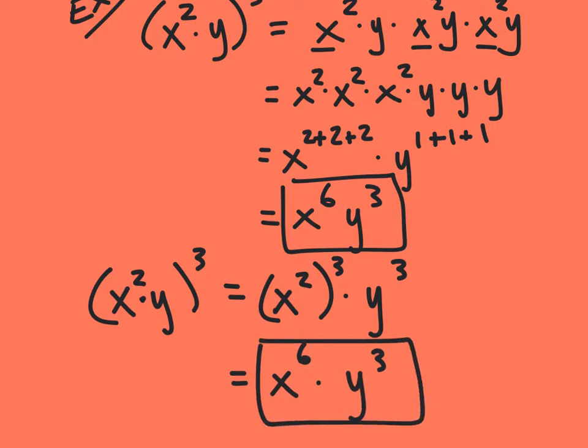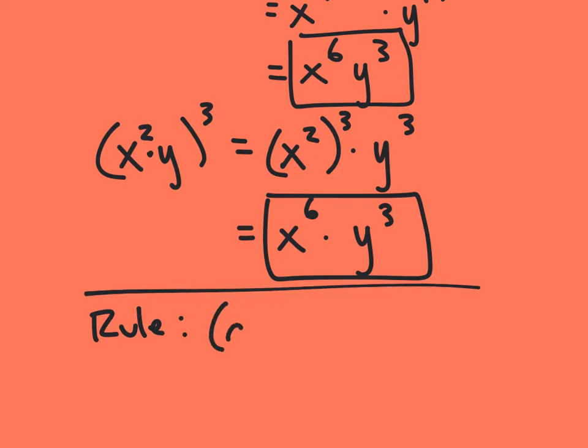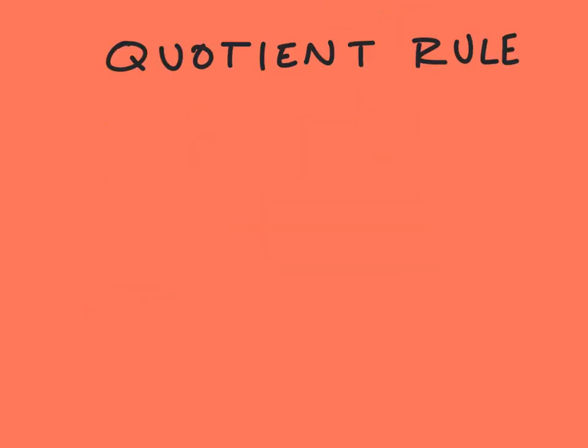All right, so let's talk about what this rule says. So our rule for this is that if I take the product of two numbers, so some numbers a times b, and I raise them to the, say, nth power, okay, then what I'm going to do is take a to the nth and multiply it by b to the nth. And that's our rule for power of a product. All right, the next rule that we have is the quotient rule. Now remember that quotient means division.